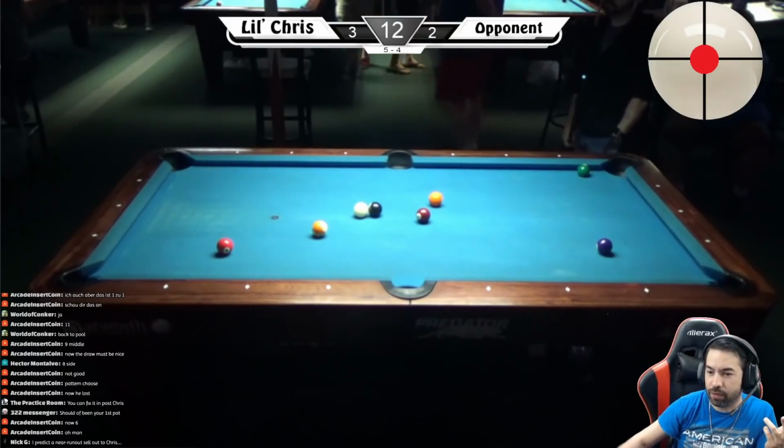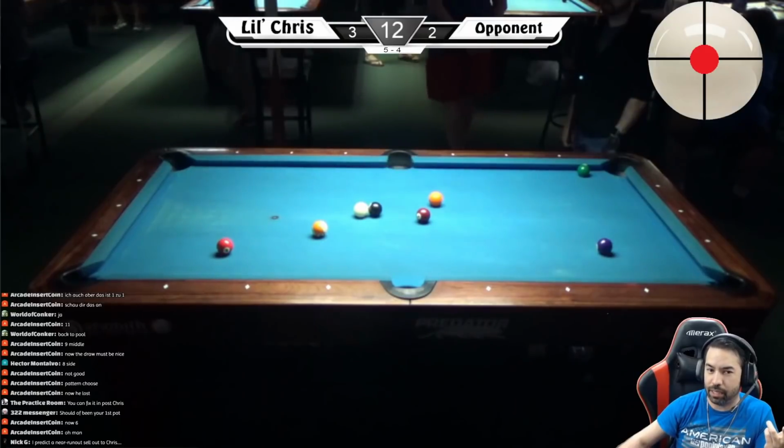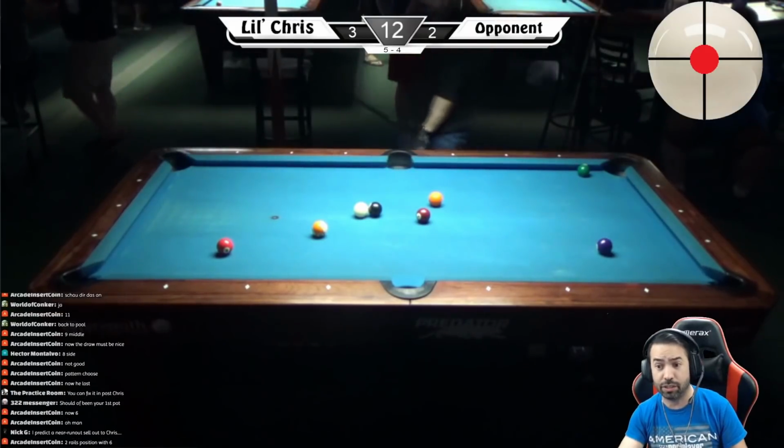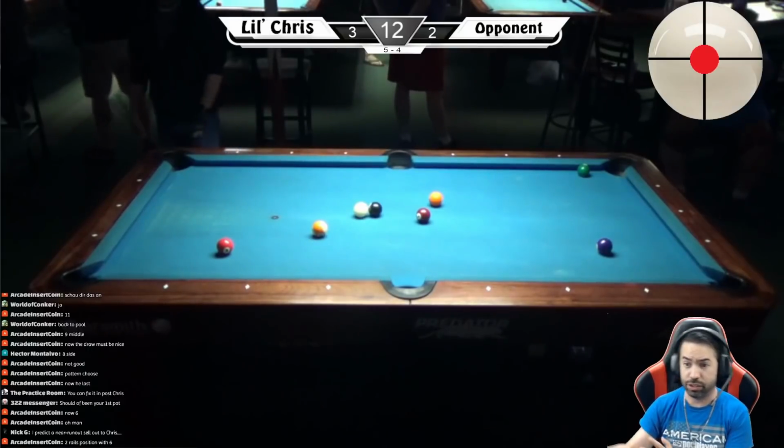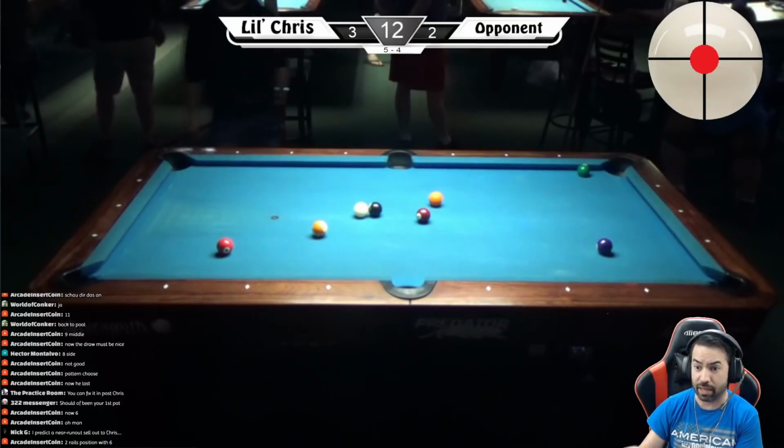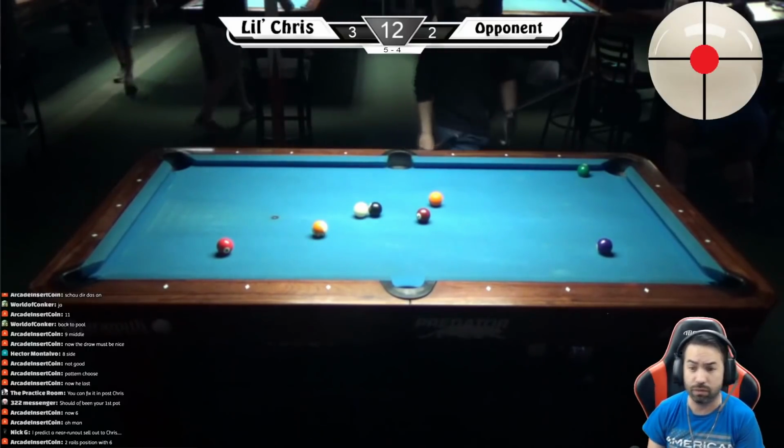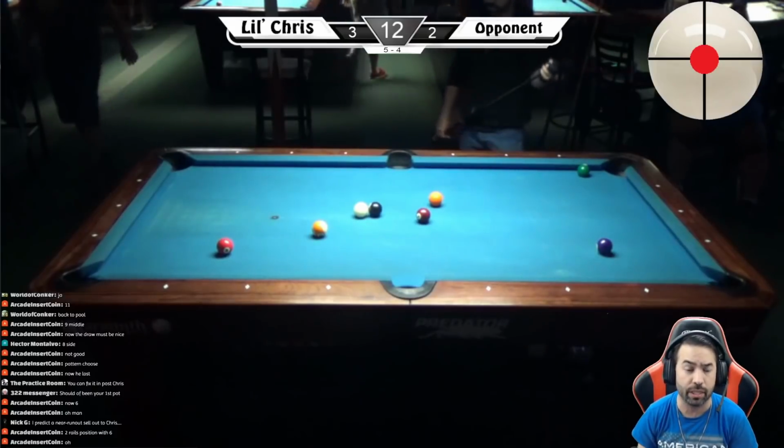All right, but how many of y'all would have maybe elected to either play the 6 and play position for the next ball, or just tap the 6 and play safe? Like those, I think, would be 2 viable options in the position that he was in.